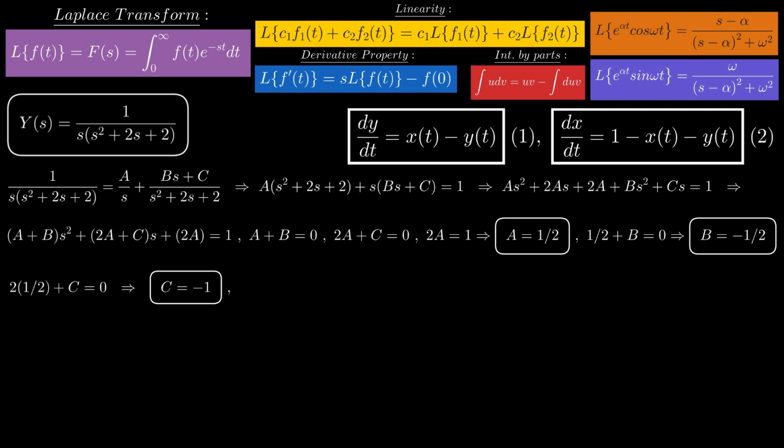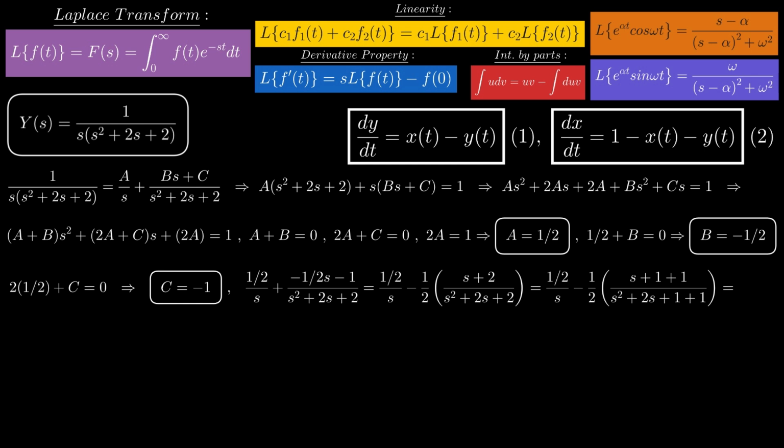So now we found the constants, and we have 1/2 over s plus negative 1/2 times (s minus 1) over (s squared plus 2s plus 2), which is 1/2 over s minus 1/2 times (s plus 2) over (s squared plus 2s plus 2), which is 1/2 over s minus 1/2 of (s plus 1) over (s squared plus 2s plus 1 plus 1), which is 1/2 over s minus 1/2 times (s plus 1) over ((s plus 1) squared plus 1) plus 1 over ((s plus 1) squared plus 1).